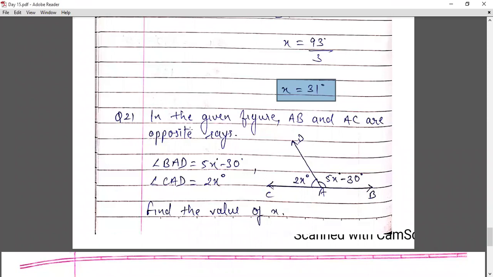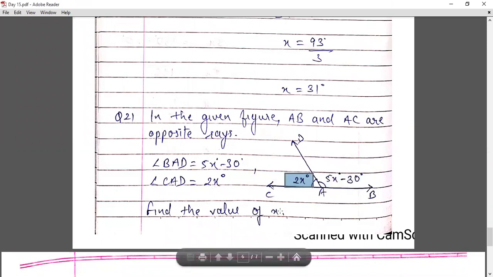Question number 21. In the given figure, AB and AC are opposite rays. So here, AB and AC are given as two opposite rays. Angle BAD is given as 5x minus 30 degrees. Angle CAD is given as 2x degrees. Find the value of x.